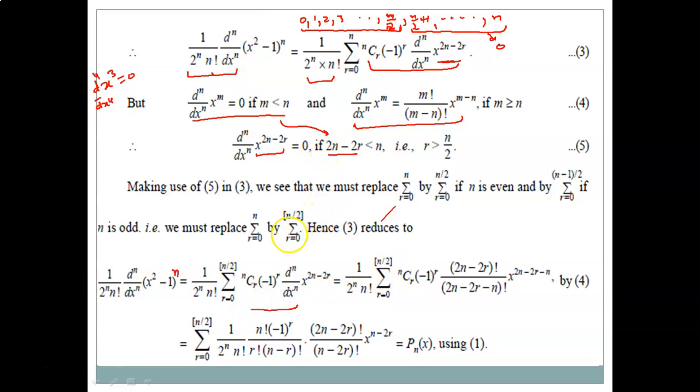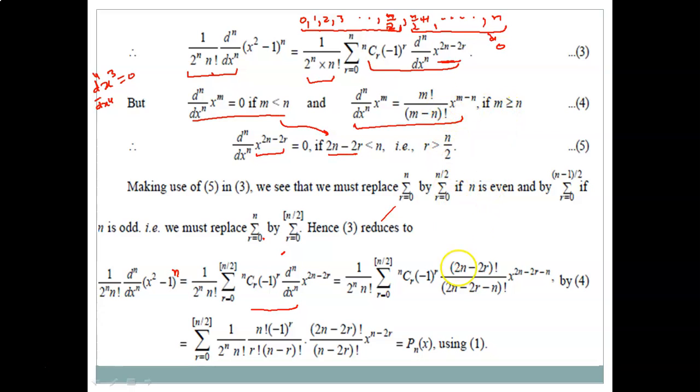Now, further, you see in this equation, 1 by 2 raised to power n, n factorial, summation r going from 0 to n by 2 bracket, nCr minus 1 raised to power r. Now let us see what is the value of x power 2n minus 2r. So now we should consider this formula, because in this case we have m greater than or equal to n. So in that situation, what can we have over here?